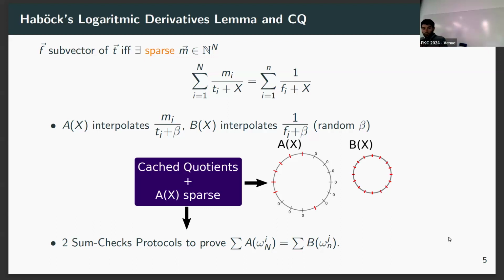So here, where CQ uses much of the technique, the cache quotient technique allows us to give a proof for the sum check protocol in a time that is proportional to the sparsity of A, and therefore independent of capital N. So what CQ does is that you need to run two sum check protocols, one for the sum of A, one for the sum of B, and then it needs to check that these two sums are the same. And I stress that here we need to run two sum check protocols because A is interpolated over a big subgroup, while B is interpolated over a small subgroup.